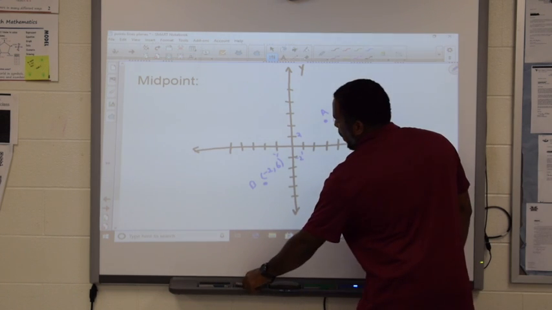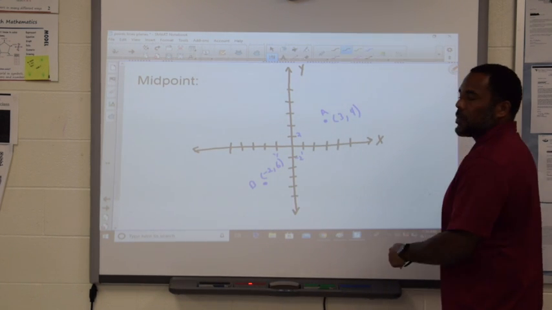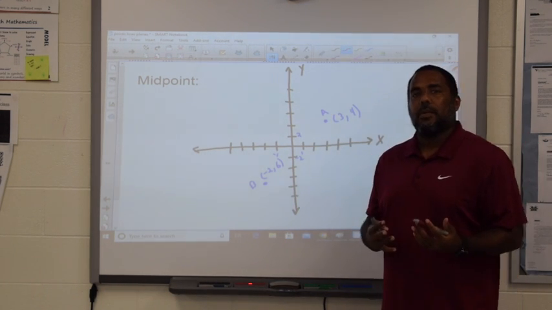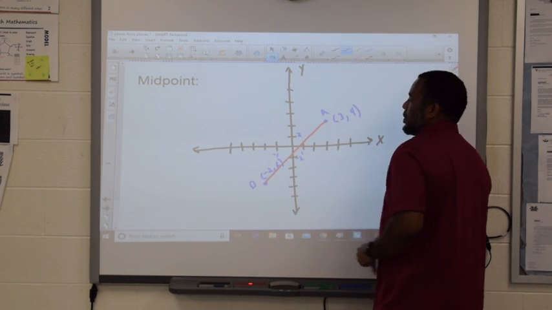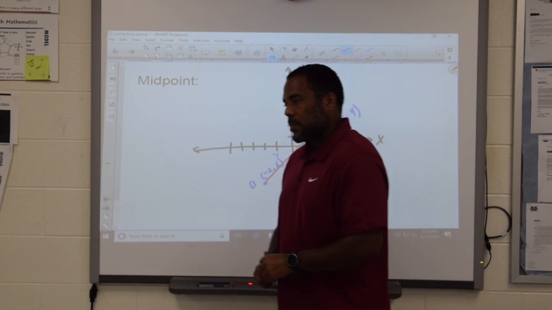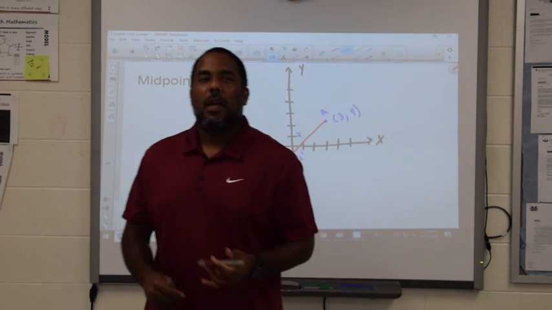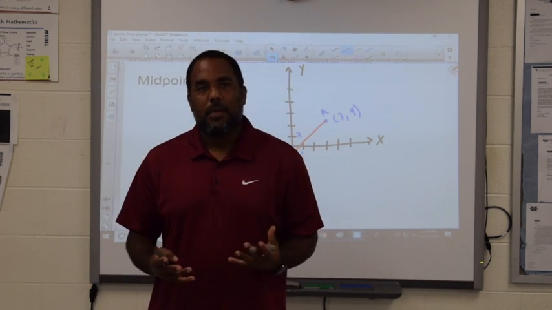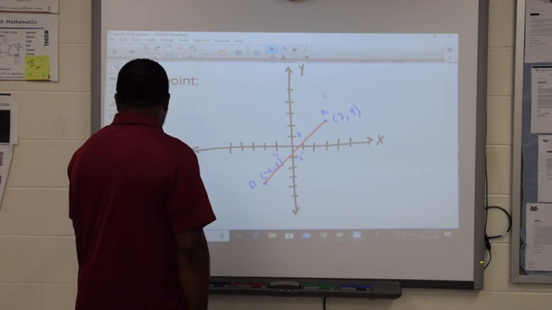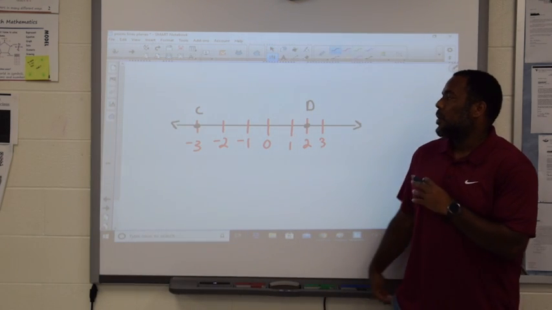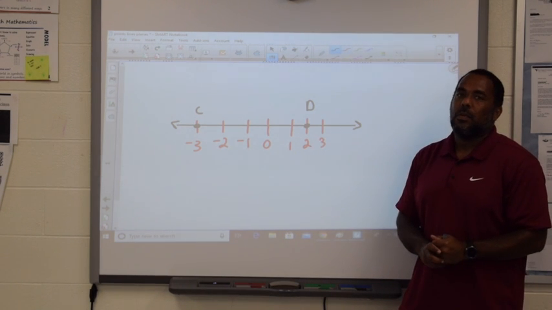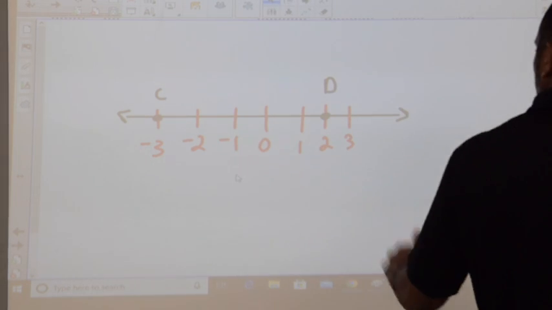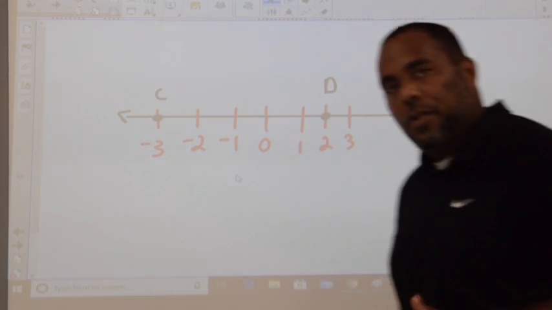And then I could ask, where is the middle? My question to you is, how do I find the middle? Let's try to simplify it. Can you find the middle if C is at -3 and D is at 2? How did you find the middle?